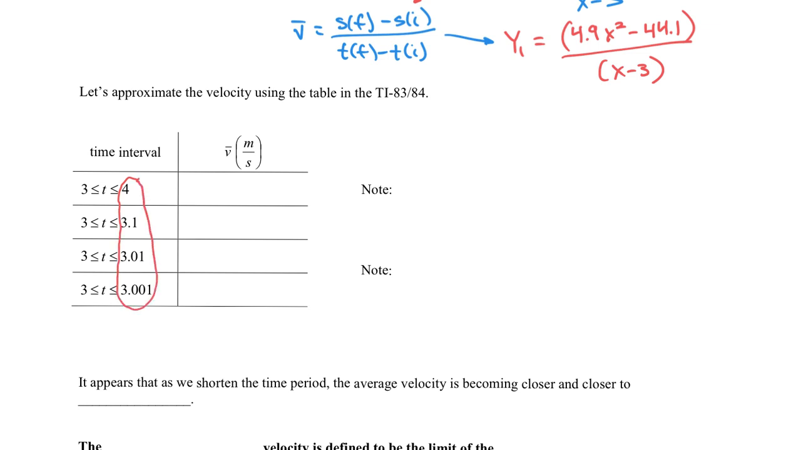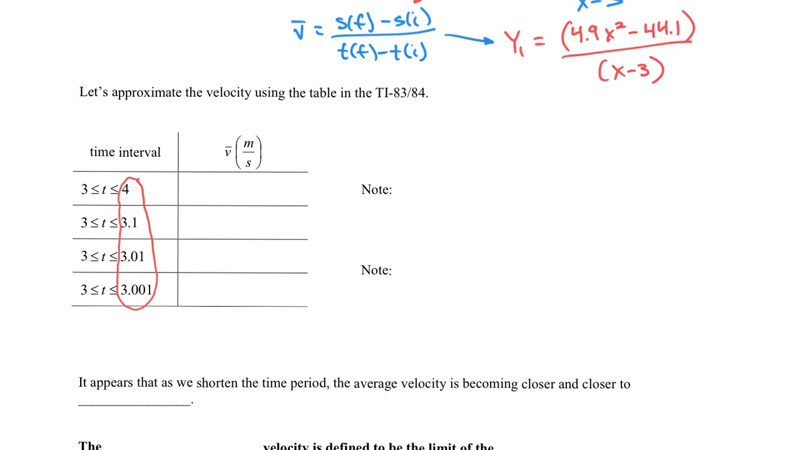These are the times you want to plug into the calculator. These are our final times, right? Initial time is 3. Final time is these, just one at a time. So we plug these in. And if you plug this in for y1 and you go to your table and you plug in a 4, you're going to get the average velocity between 3 and 4 seconds.